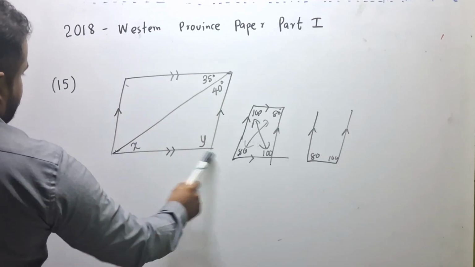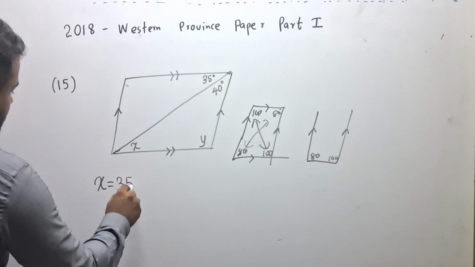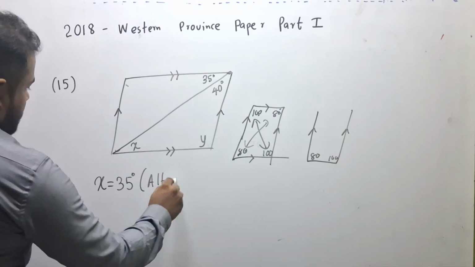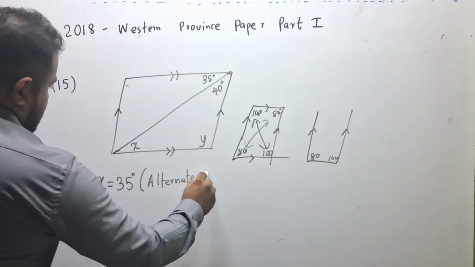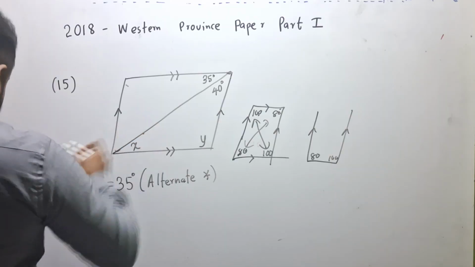Z shape. X equals 35. Y is the alternate angles. Alternate angle. Then how to find y?